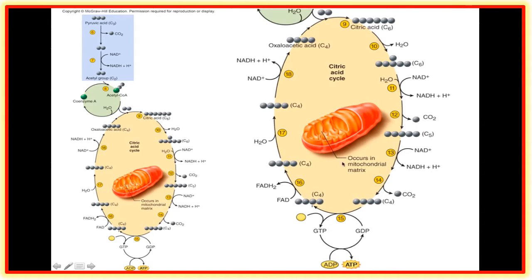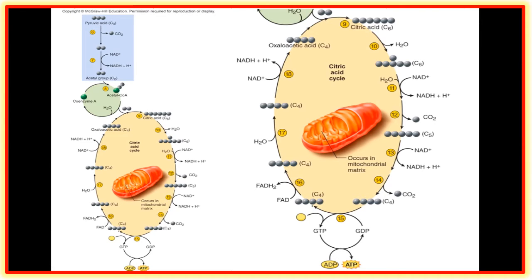With every turn of this cycle, for every individual acetyl-CoA that donates its carbons, or every individual pyruvic acid, you make 1, 2, 3 NADH plus H, 1 FADH2, and 1 molecule of ATP. This is just for one turn of the citric acid cycle, or the Krebs cycle.